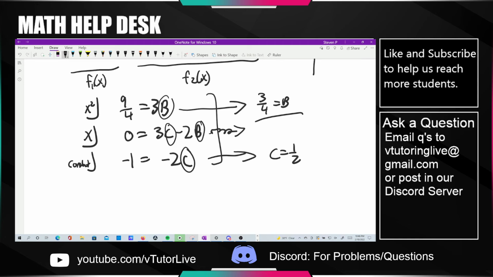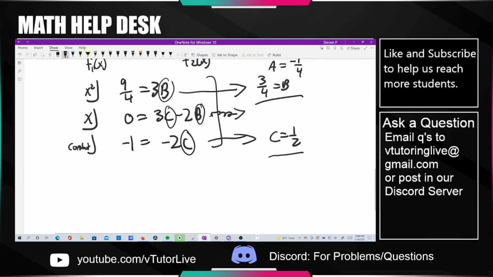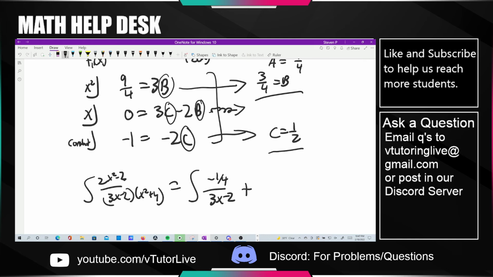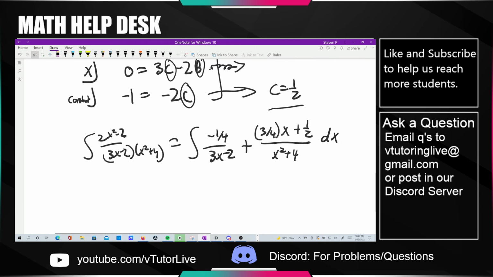But at this point, we know the value for a, we know the value for b, and we know the value for c. Remember, a was equal to -1/4 from above. And we just plug that into whatever thing we had here, right? So remember, the original integral was 2x squared minus 2 over 3x minus 2, x squared plus 4. Now we're saying that that integral, just by pure algebra, we haven't done any calculus yet, is going to be equal to -1/4, 3x minus 2, plus 3/4. I'm just plugging a, b, and c into the expression we had above. plus 1/2 times x squared plus 4. So things are looking a little bit better, just a little bit better.